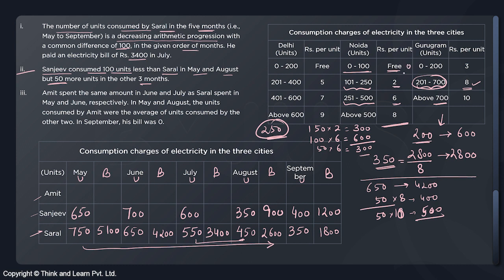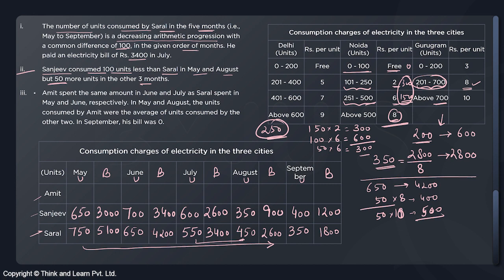What is that? 0 plus 300, then 250 into 6 is 1500. For the first 500 units, the charges are 1800 rupees. And for 600, that means above those 500, 100 more units are here at a charge of 8. So 800 above 1800, the charges would be 2600. Another 50 units will increase the price by 400, so it will become 3000. Another 50 units will further increase it by 400 and the charges would become 3400. So these are the total bills of Sanjeev.